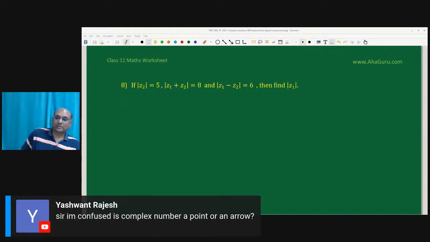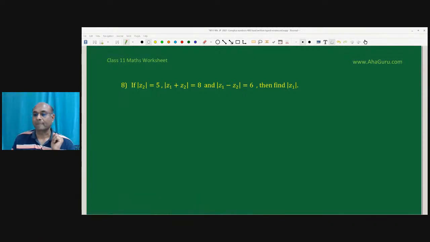Yashwant, it is both. Yes, Anirudh, if it was not a right angle, you could have used Heron's formula. Yashwant, a complex number is both. If you think of a point, then that means it's an arrow starting at the origin and ending there. But if you just decide to move the arrow, the point where it ends is not the complex number. The arrow itself is the complex number. You can use both. So, two interpretations of a complex number.